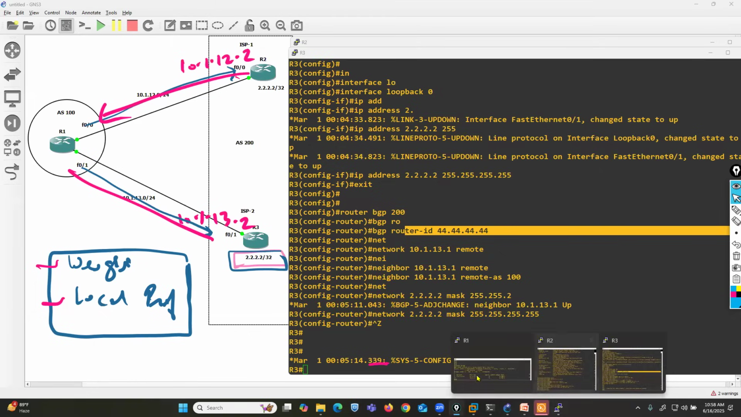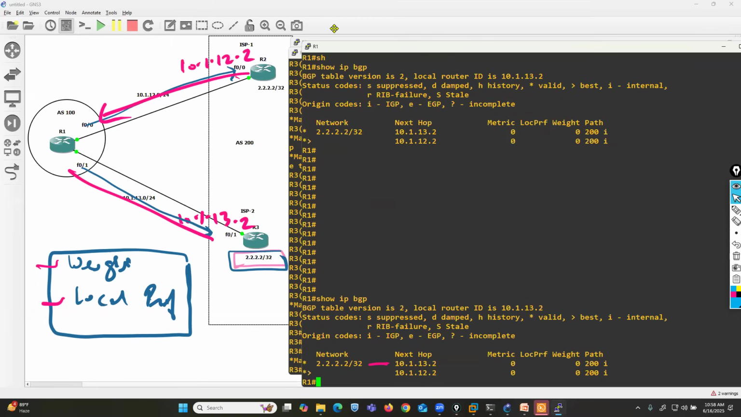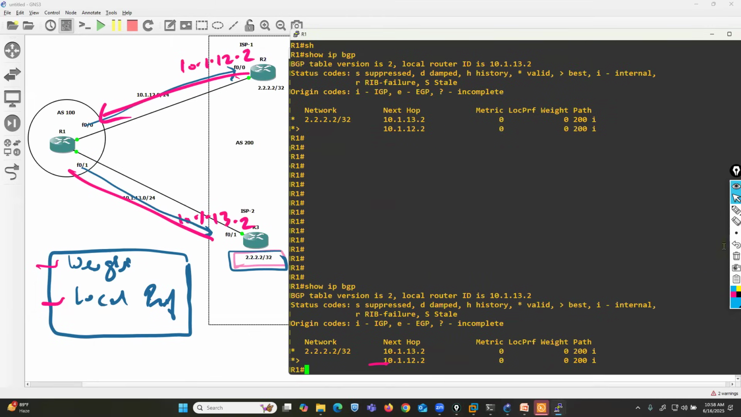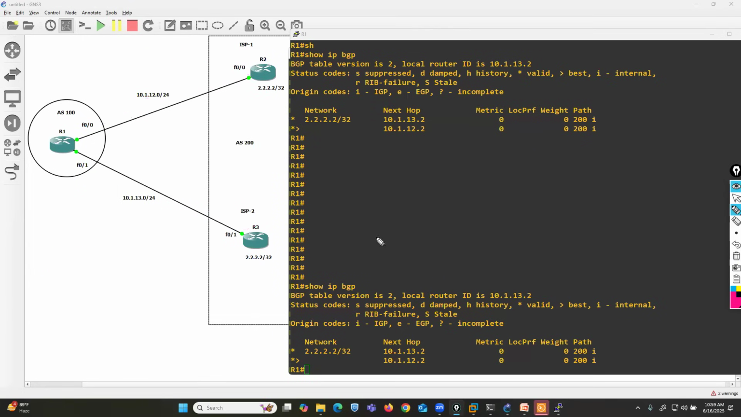Let's go to R1 again. My point is about this route installed. You can see this symbol, the greater than symbol, and the star. The star means valid, so both routes are valid, no problem. But the greater than symbol is only available via 10.1.1.12. Greater than symbol means best route. The routes are coming via this side, and this one is the best route.